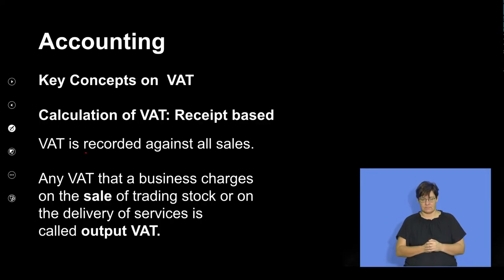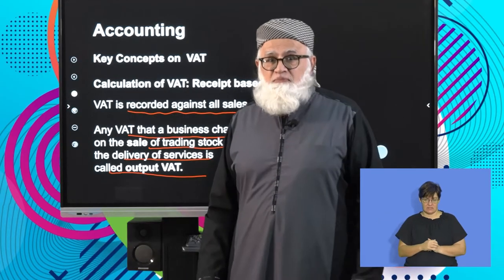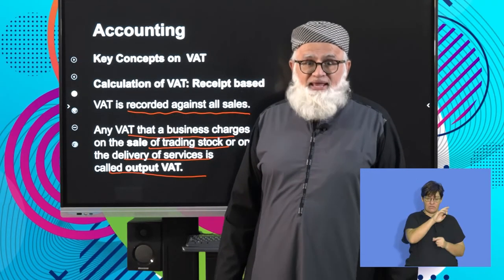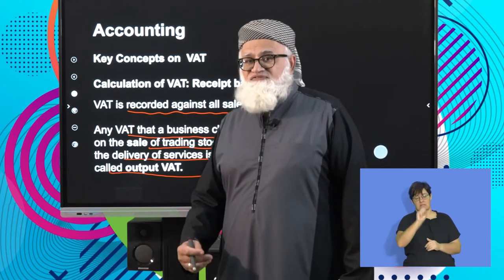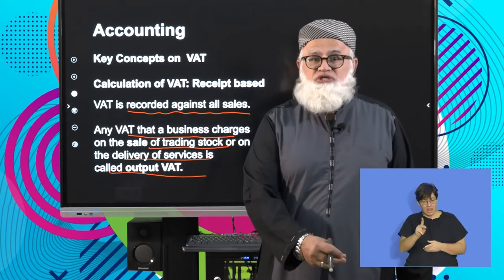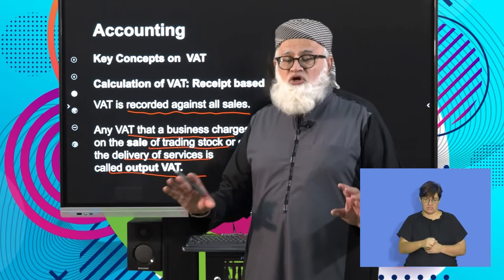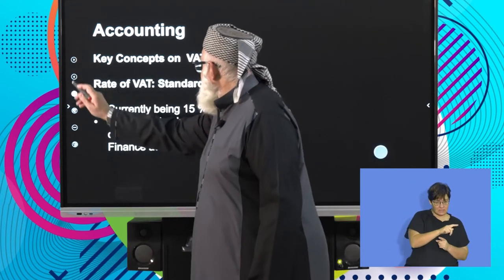Right? VAT is recorded against all sales. Any VAT that a business charges on the sale of trading stock and the delivery of services is called output VAT. In other words, we said input VAT is VAT that you pay and you claim back from SARS, whereas output VAT is VAT that you collect and you pay over to SARS. Okay, so keep these concepts in mind, input VAT and output VAT.